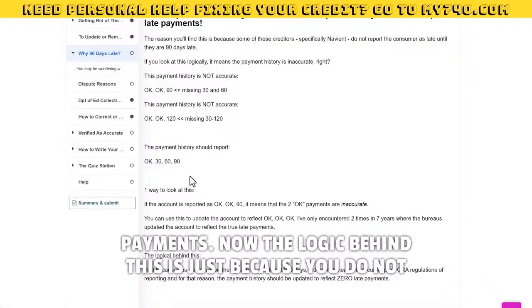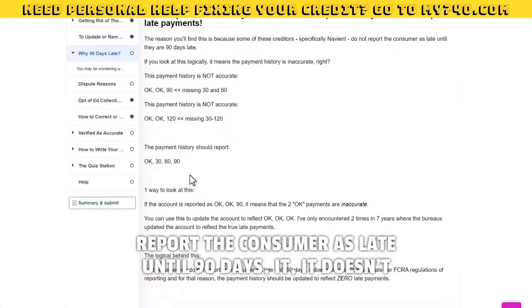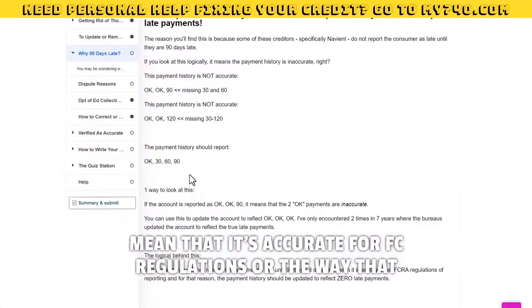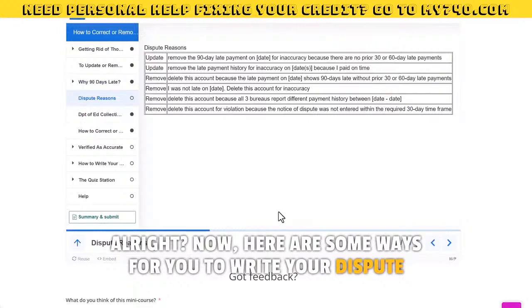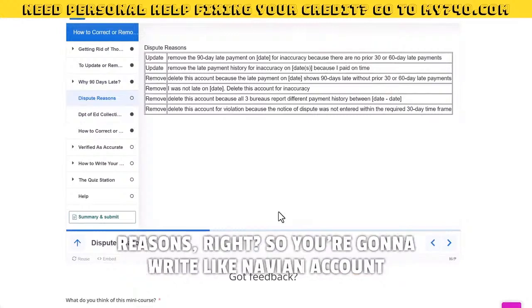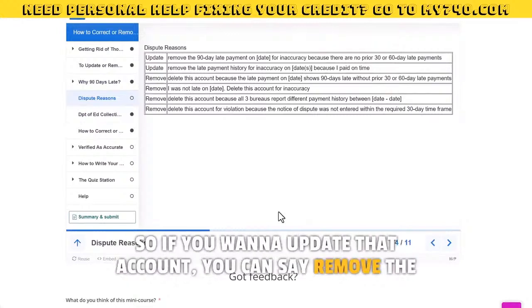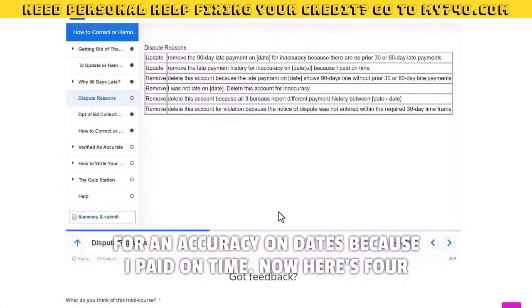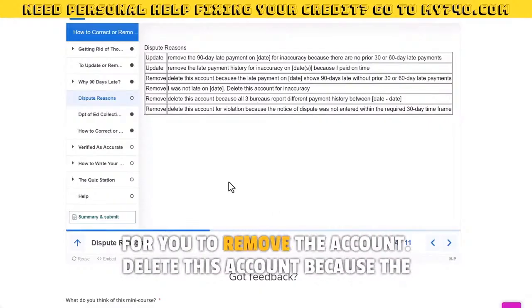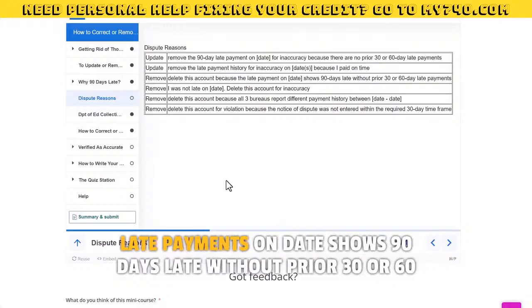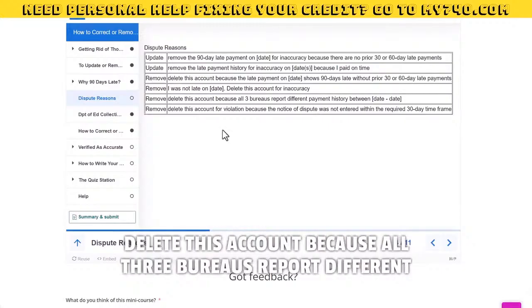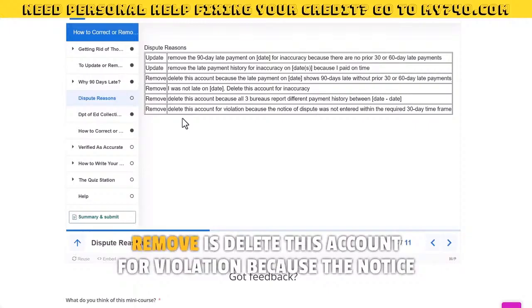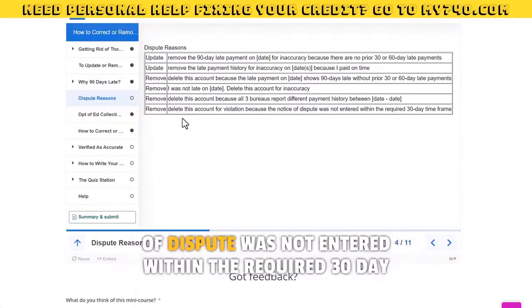The logic is just because you do not report the consumer as late until 90 days, it doesn't mean it's accurate per FCRA regulations. The payment history should reflect 0 late payments. Write your dispute reasons, right? Navient account number, and here's your reason. If you want to update that account, say: remove the late payment history for inaccuracy because I paid on time. Delete this account, shows 90 days late without prior 30 or 60 day late payments. I was not late. Delete this account for inaccuracy. Delete this account because all 3 bureaus report different payment history. Delete this account for violation because the notice of dispute was not entered within the required 30-day time frame.